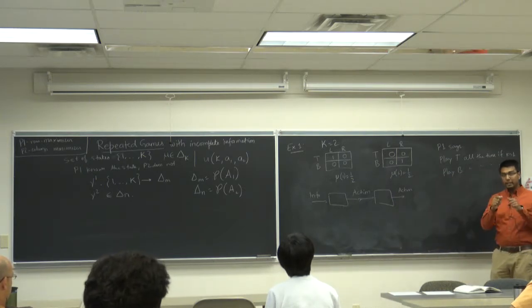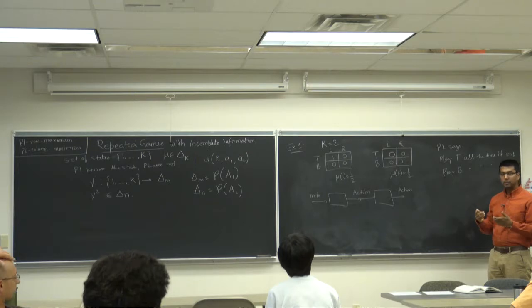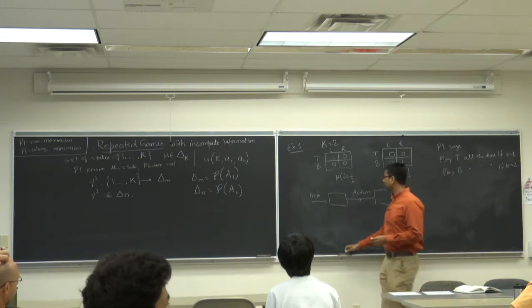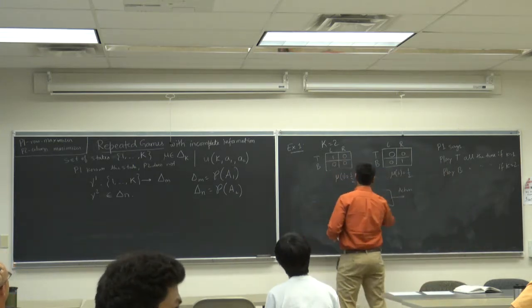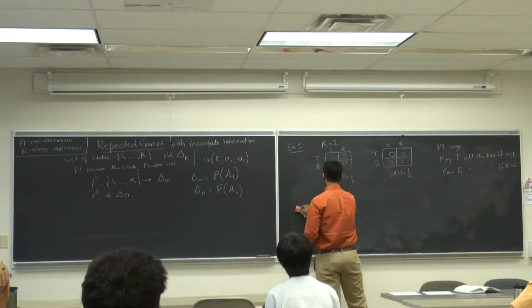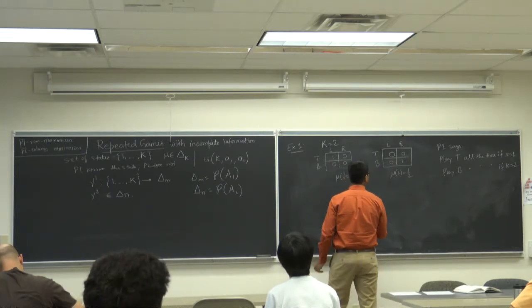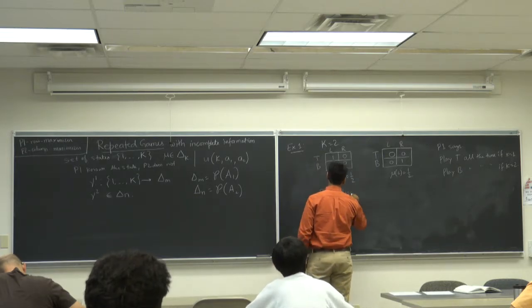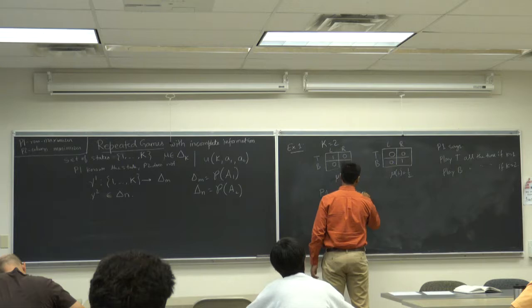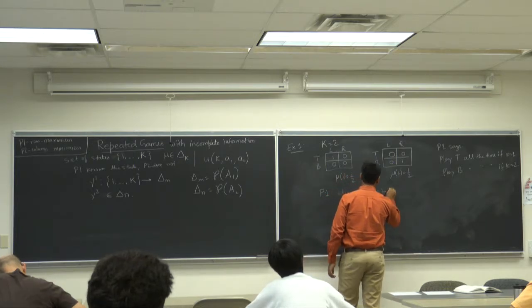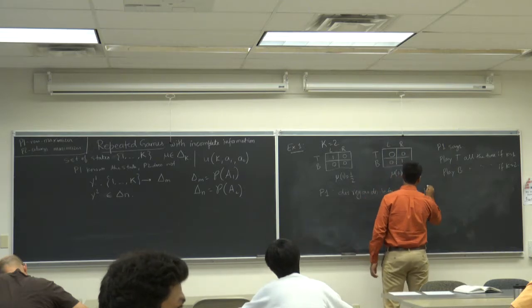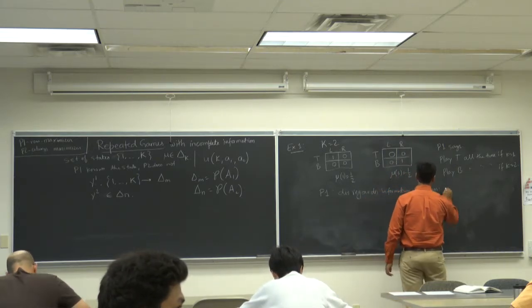So for player 1, it is better to act according to some other strategy which doesn't reveal the information to player 2. So let's see what that strategy looks like. P1 disregards information and plays according to the mean game.